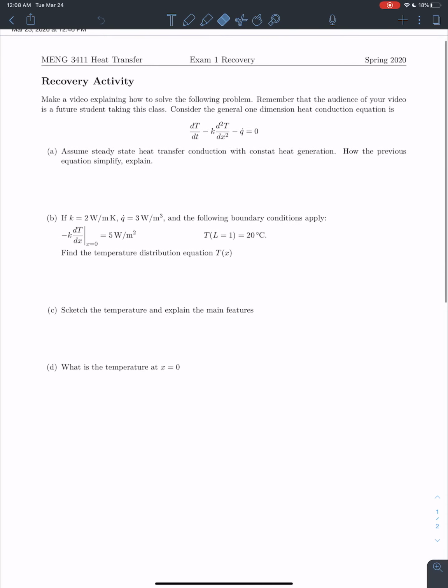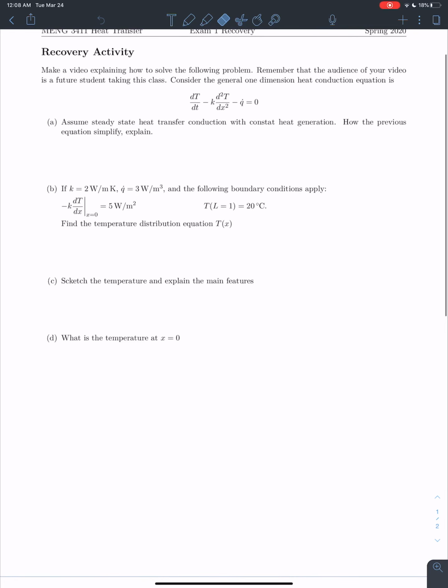Okay, so here we have a problem considering the general one-dimension heat conduction equation. We'll go ahead and identify some elements of this equation. So this is the temporal change. This element here is the diffusion of temperature. And this is heat generation.